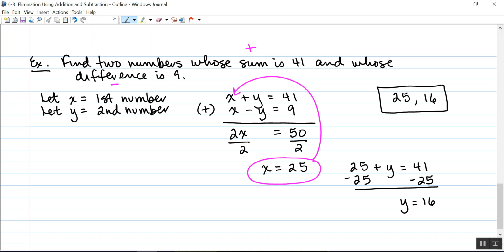So in this section, we took a look at a third way to solve a system of equations, and that is by elimination using addition and subtraction. If the coefficients of one of the variables are opposites of each other, you can add the two equations to eliminate that variable. If the coefficients of one of the variables are the same, you can subtract those two equations to eliminate the variable and then solve the rest of the system using substitution.